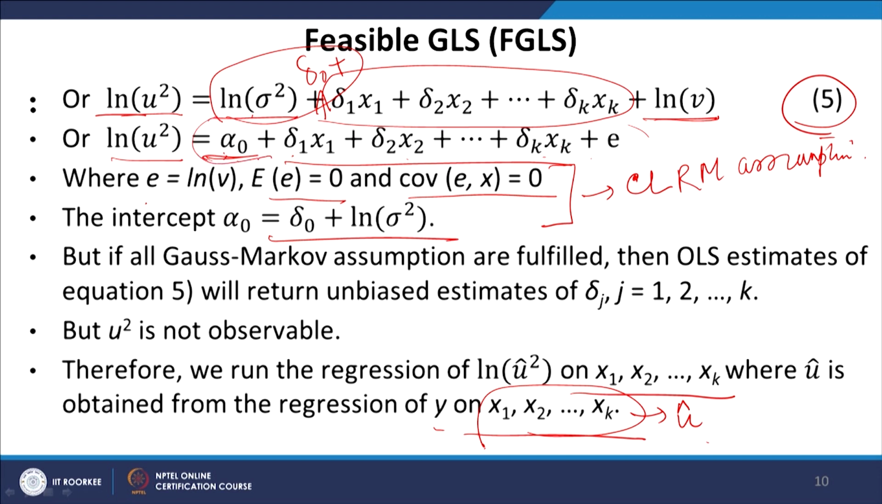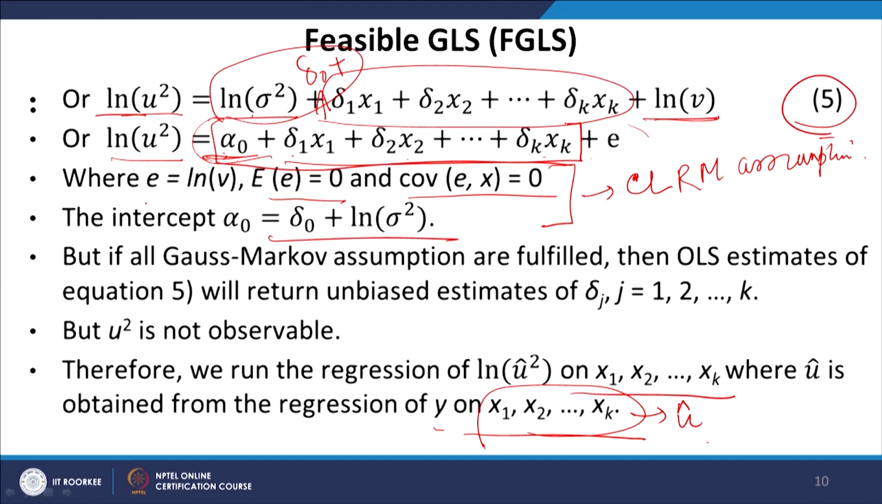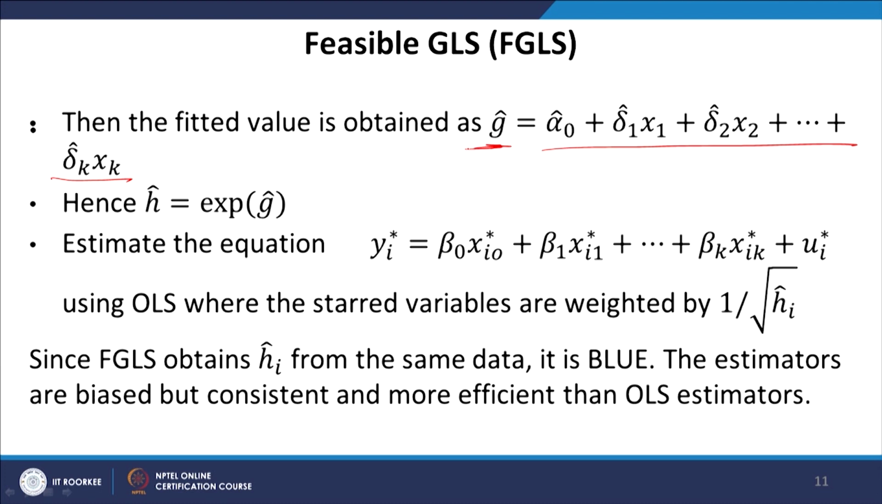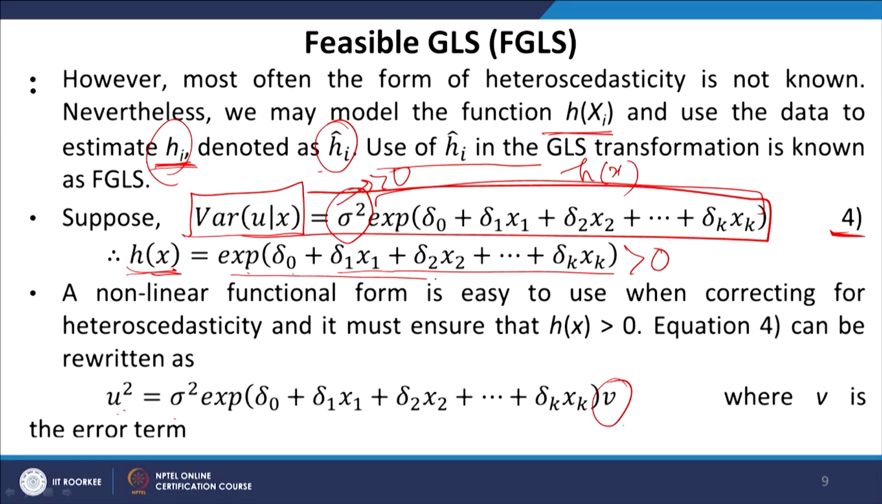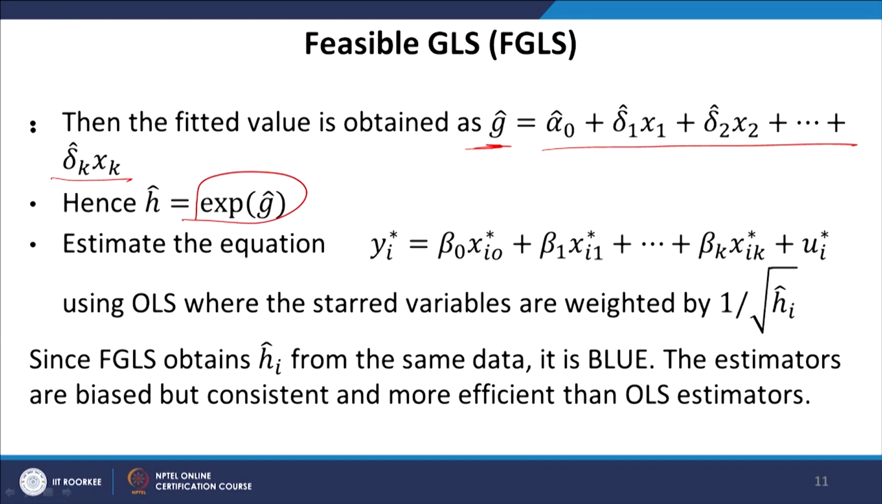Now, when we talk about the fitted value, the fitted value considers only this portion, and suppose we denote it by g hat. So, g hat is the fitted value, hence h hat is exponential g hat. If you remember, h was originally an exponential function of this value. Now, I have fitted values of this component except for delta naught. In place of delta naught, I have alpha naught, which is basically delta naught plus logarithm of sigma square. So, there are slight differences, but broadly I can consider it to be exponential g hat.